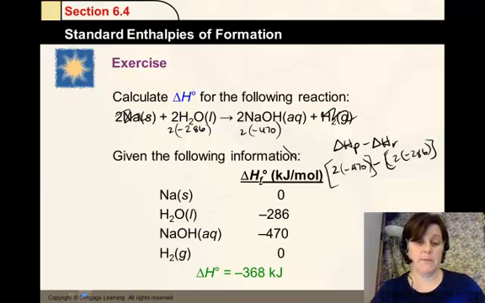A very easy problem. It makes it a lot easier to figure out the delta H for the reaction when you have the delta HF of the individual components. Most books, and I believe your book is similar in that, the delta HF values are all listed alphabetically at the back of your textbook.